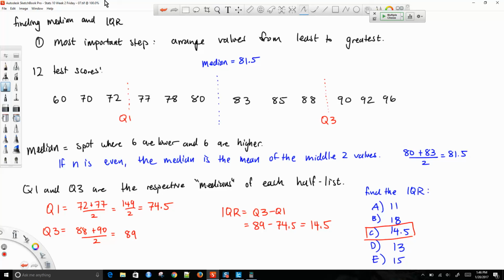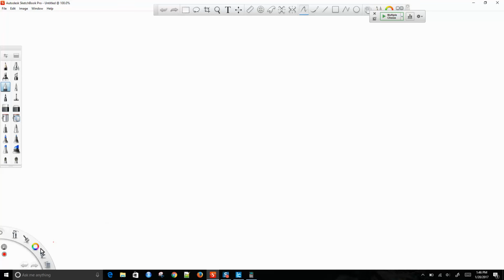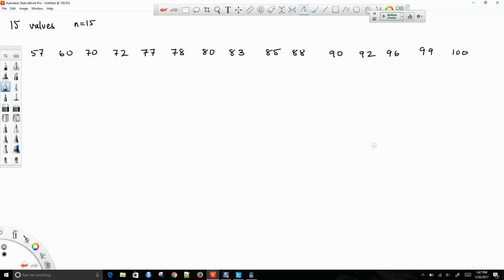Okay, so let me just show you what would happen if we don't have an even number of values. Okay, so here we have 15 values now. So n is equal to 15. And these numbers, I'm going to just write them out. Again, they're already arranged from least to greatest, so you don't have to worry about it right now, but in test or quiz conditions, they might not be arranged from least to greatest, so beware. 85, 88, 90, 92, 96, 99, and 100. Okay. So here I have 15 values already arranged from least to greatest.